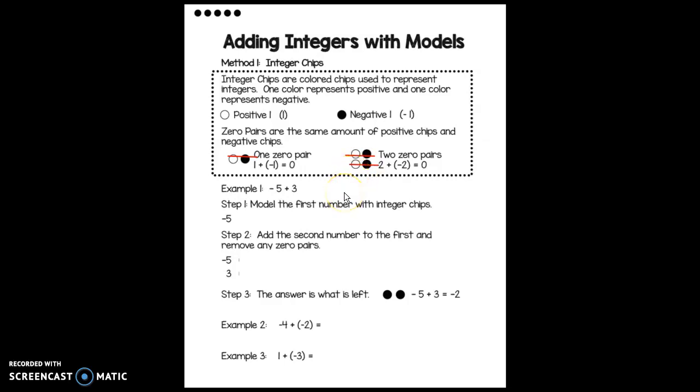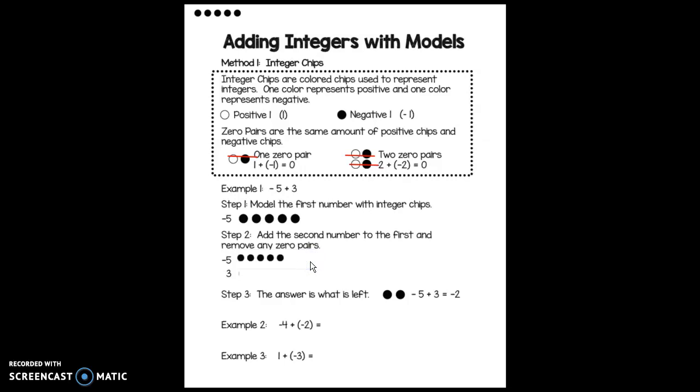So now let's do our first example. -5 plus 3. The first thing we want to do is model the first number with integer chips. So we have -5. You may have already have that modeled on your assignment. -5 is actually going to give you 5 dark circles. So that represents -5. Our second step is to model the second number and then add it to the first number and remove any zero pairs.